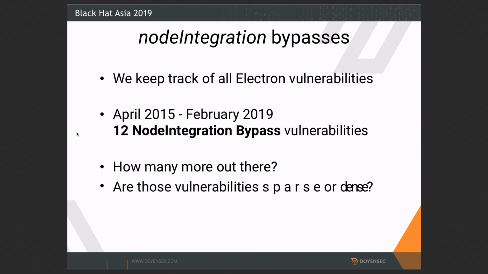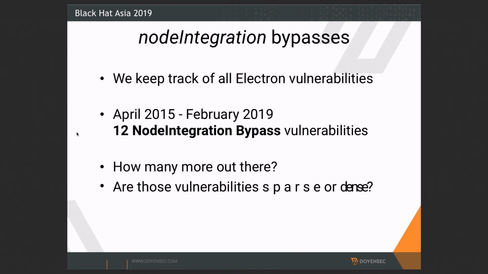And let's look at node integration as an example. We are tracking vulnerabilities on Electron since the beginning. There are 12 node integration vulnerabilities from the inception until February. That's when we made the count. And those are questions, obviously, we cannot really answer.